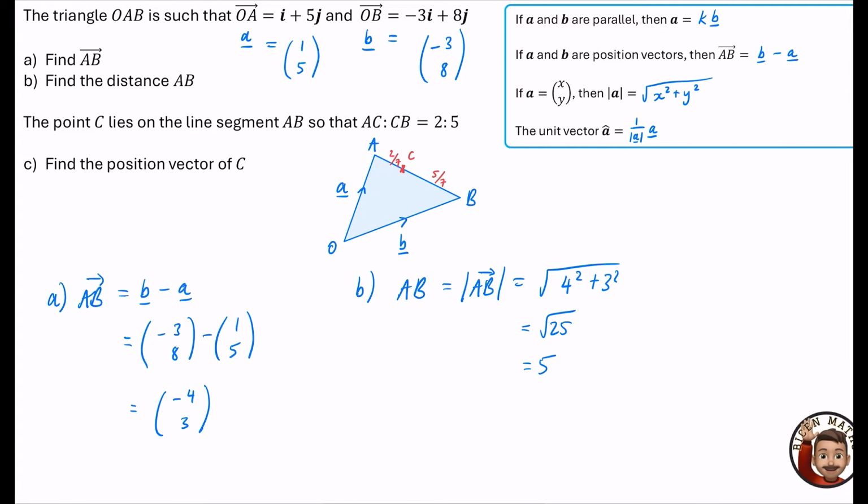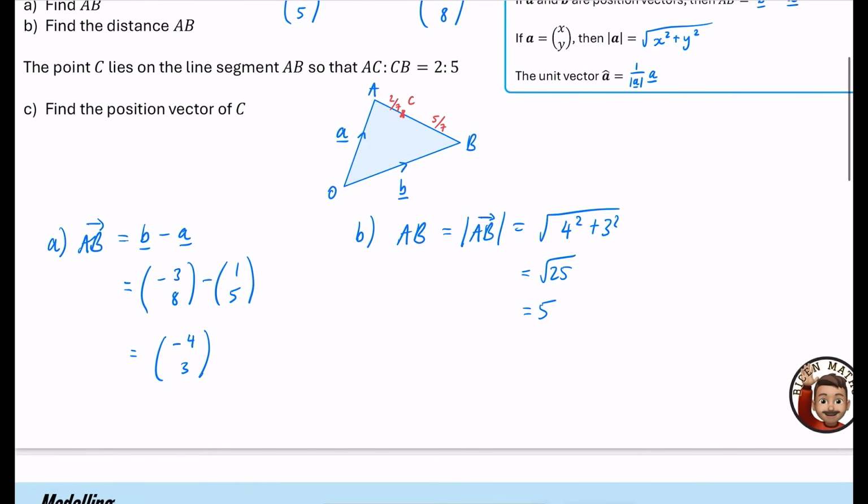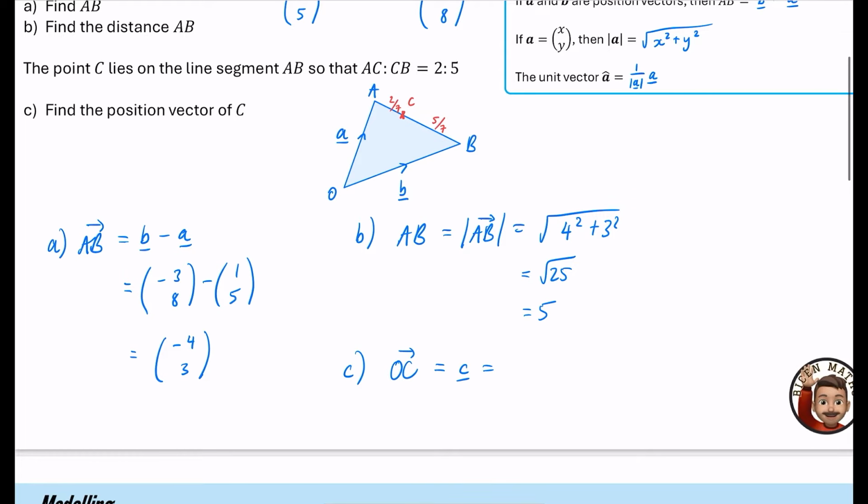So we're going to find the position vector of C. In order to find the position vector of C, I could write it as OC. I could write it as lowercase c like this. In order to get to this place, there's a couple of ways I could do it. I could either go along B and then add on 5/7 of BA. BA would be the same as AB, but negated, so it would be (4, -3). I think the more obvious way to get to C is to go from O to A and then from A to C. So to go to position vector C, we're going to go from O to A, and then we're going to go from A to C.